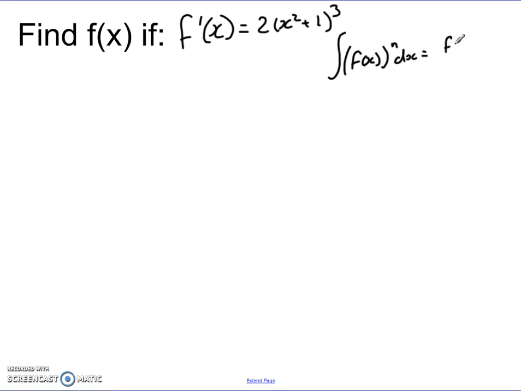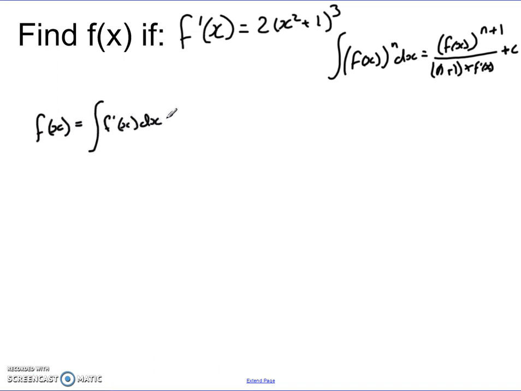So again, for this one, we keep our f of x, raise the power by 1, divide it by the new power, so our n plus 1, multiplied this time by the derivative of f. And then we add on our constant of integration, we plus c. This is the formula we have to use for this one because this is no longer linear, it's a much more complex function. So let's imagine that. So we know then that f of x is going to equal the integral of our f dash of x dx, which is going to equal the integral of 2 bracket x squared plus 1 cubed dx.